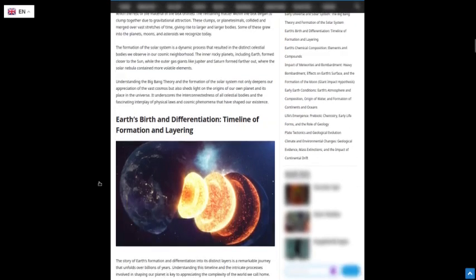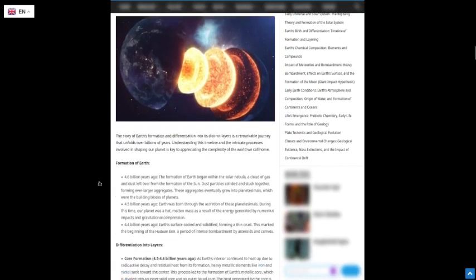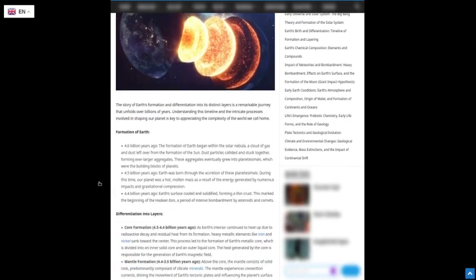Earth's birth and differentiation. Timeline of formation and layering. The story of Earth's formation and differentiation into its distinct layers is a remarkable journey that unfolds over billions of years. That's another estimate, right? Understanding this timeline and the intricate processes involved in shaping our planet is key to appreciating the complexity of the world we call home. Formation of Earth, 4.6 billion years.